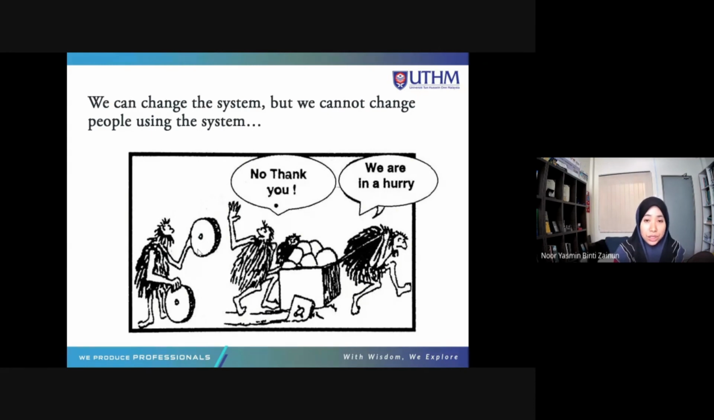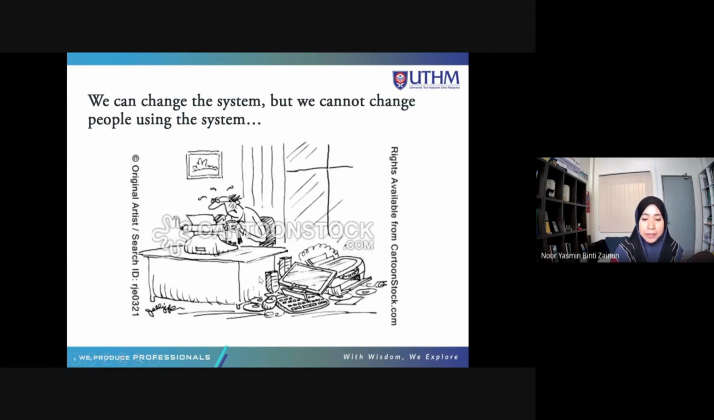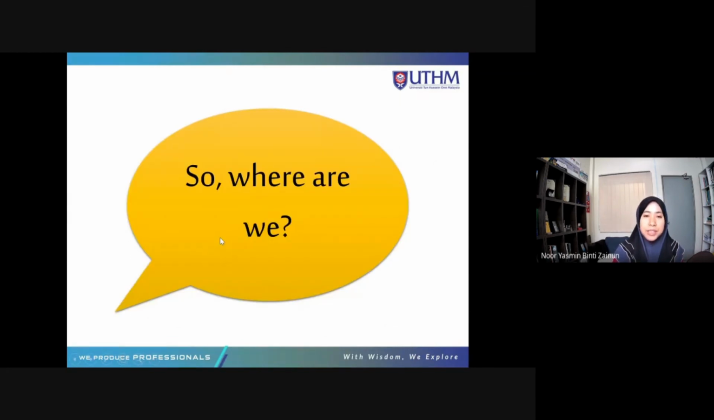So we can change the system. We can have so many systems, we can change the system, but we cannot change the people using the system. How do we change those people? We cannot change the people, right? So this is the people. So where are we? That is the question.